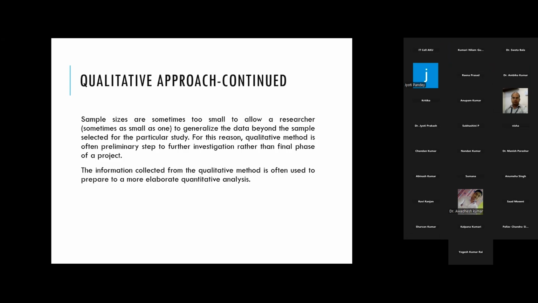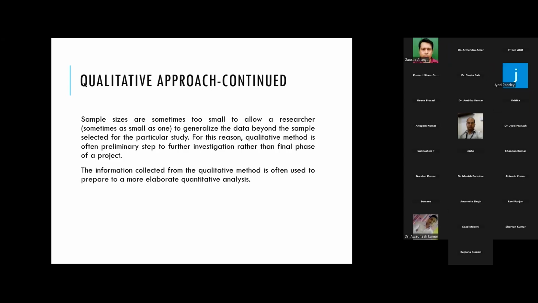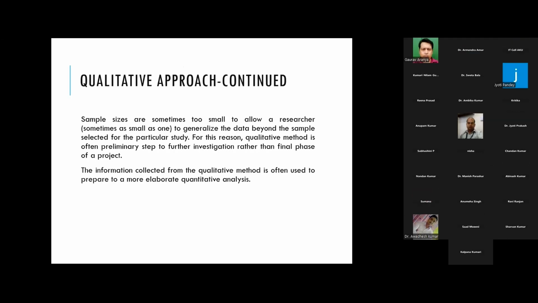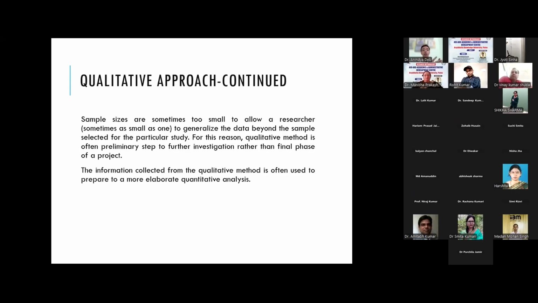Sample sizes are sometimes too small, sometimes as small as one, to allow a researcher to generalize the data beyond the sample selected for the particular study. For this reason, the qualitative method is often a preliminary step to further investigation rather than the final phase of a project. We generally go for qualitative research so that it can lay the foundation, and depending on the qualitative findings, we can further formulate the research problem in a better way. So the information collected from the qualitative method is often used to prepare for a more elaborate quantitative analysis.